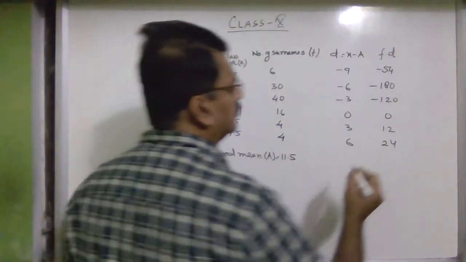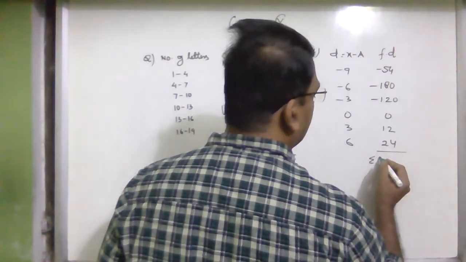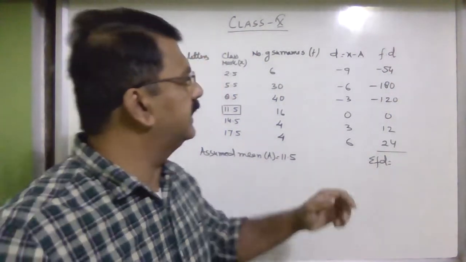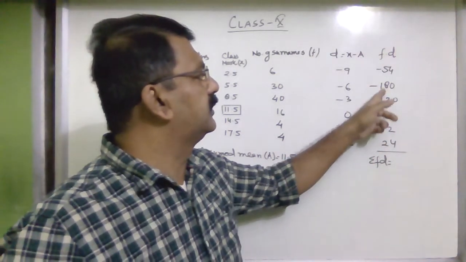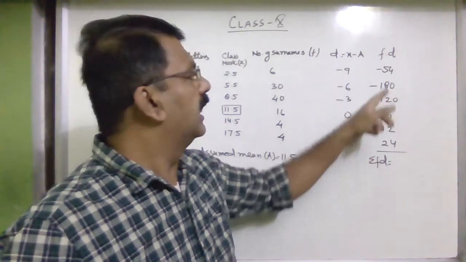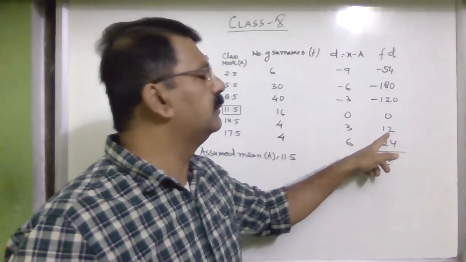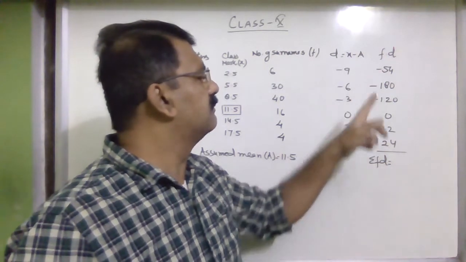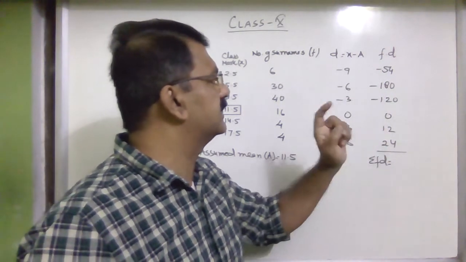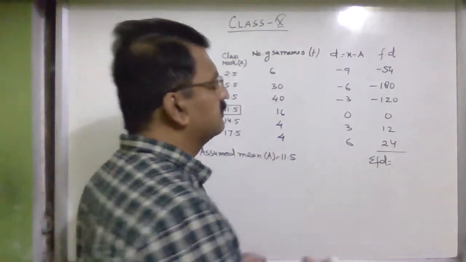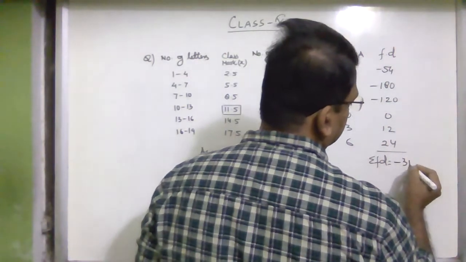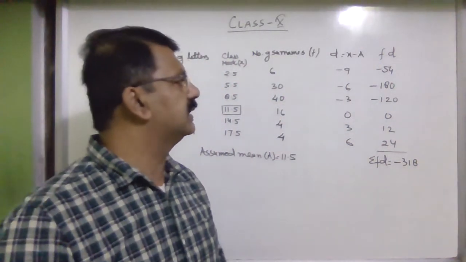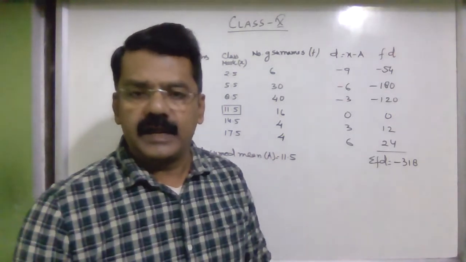Okay. Now you have to find sigma fd, means sum of all of them with sign. Now see, 120 and 180 will be 300, that is minus 300. And 24 and 12 will be 36. Minus 300 plus 36 will be minus 264, and minus 54 with that, so it is minus 318. When you add all of them, you will see sigma fd is equal to minus 318.